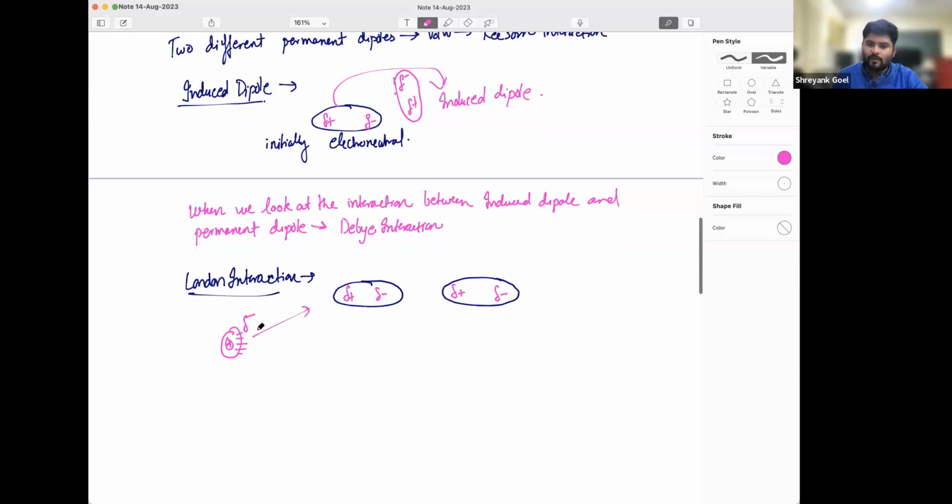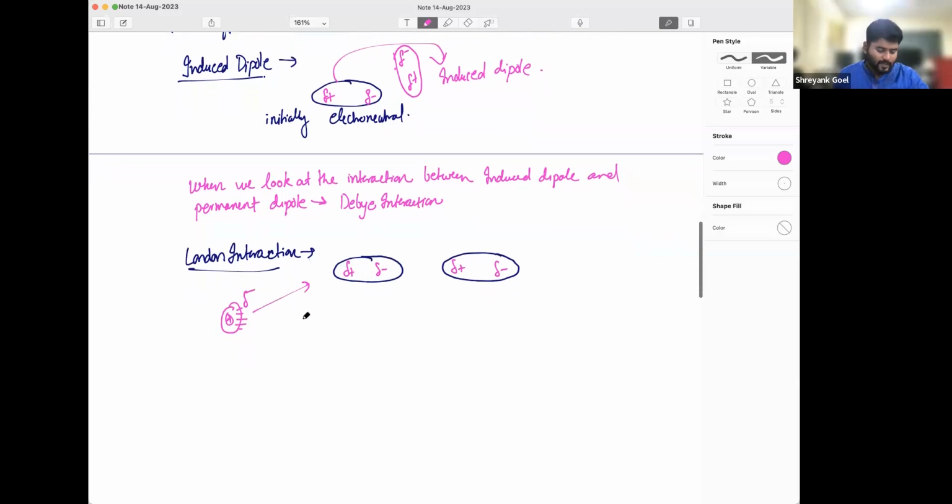So we are having induced dipole, and when we look at two induced dipole interactions, we call it London interactions. This is all about the fundamentals of the different kinds of attractive van der Waals interactions. After that, there is a discussion on the forces that are calculated.